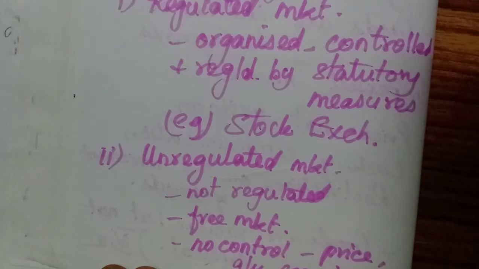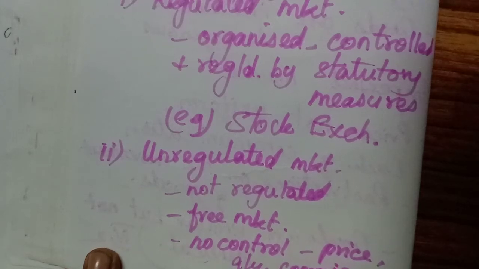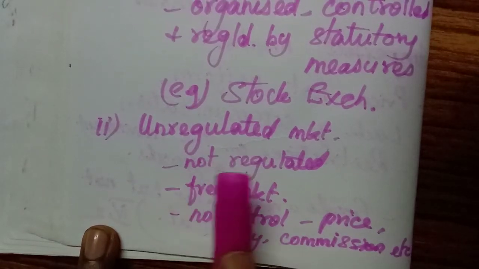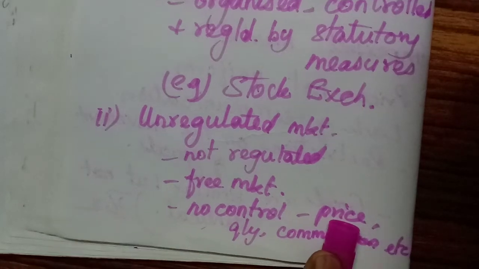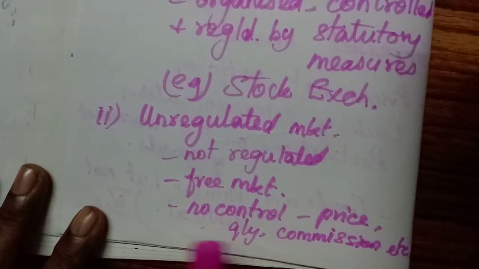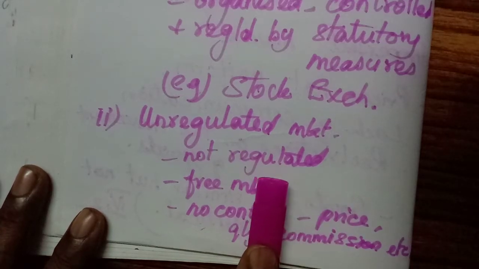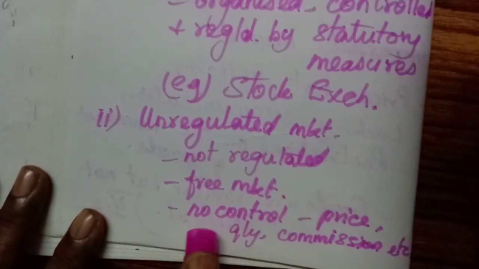So then what will control the price? The demand and supply will decide the price of the goods. That is called an unregulated market. If there is more demand, then the price will increase, or if supply is more, the price will reduce. On that basis only the price is decided. So no statutory measure is controlling, regulating or organizing these markets, so we can call them free markets.